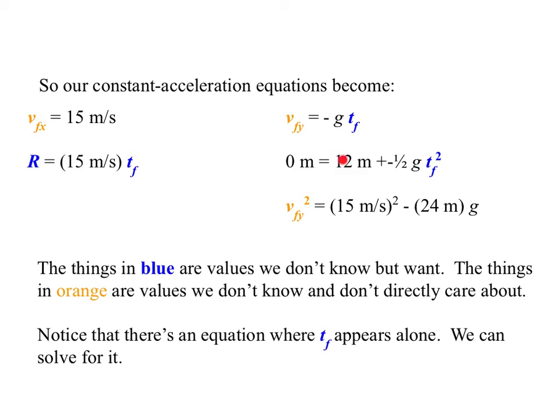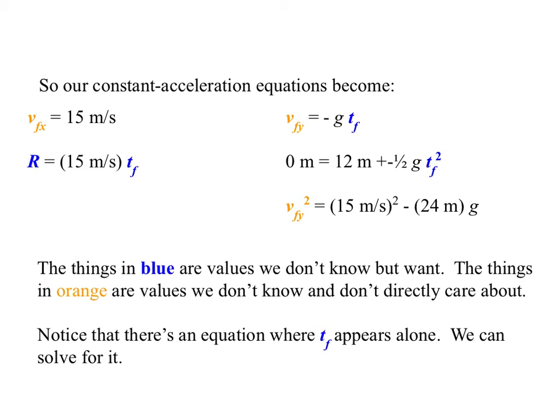It ends at 0, starts at 12, and then gains a minus half g t squared. And likewise for the v_f squared equation. The things in blue are the values that we don't know, but that we want. And the things in orange are the values that we don't know and we don't care about. Not that they're bad, but we don't have to find them. If we find them along the way, that's great, but it is important.